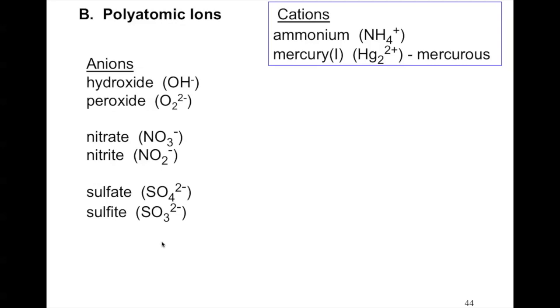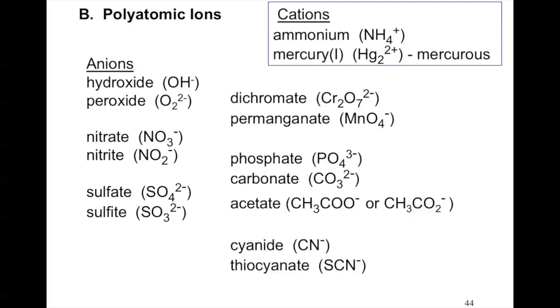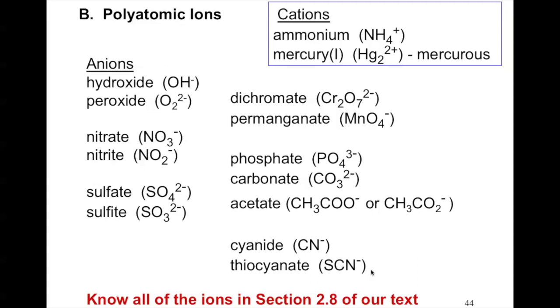That should cut down on the number that you need to memorize, because there's a whole bunch of them, folks. Here's dichromate, permanganate, phosphate, carbonate. Acetate has two representations for showing this. We'll talk a little bit about this particular one later when we describe naming organic compounds. And we also have cyanide and thiocyanate. But there's a bunch more, folks. You need to read section 2.8 of your text, and as you're reading it, every single polyatomic ion that you encounter in that section, you should write down and make a list: the name, the formula, the charge, and memorize them.